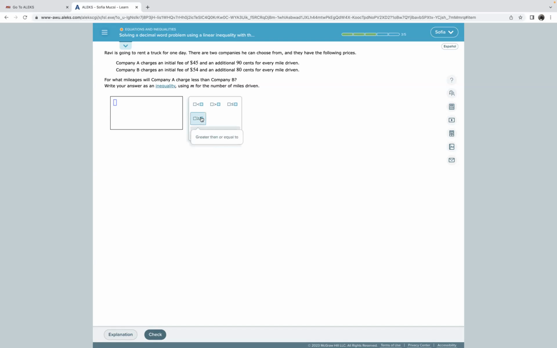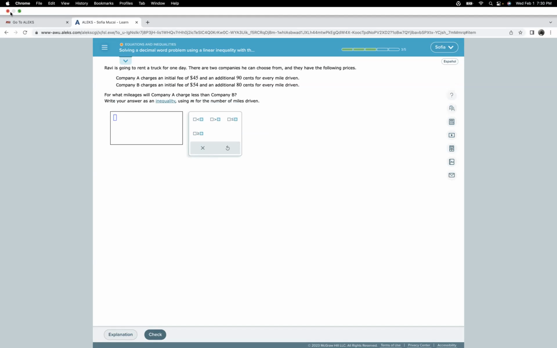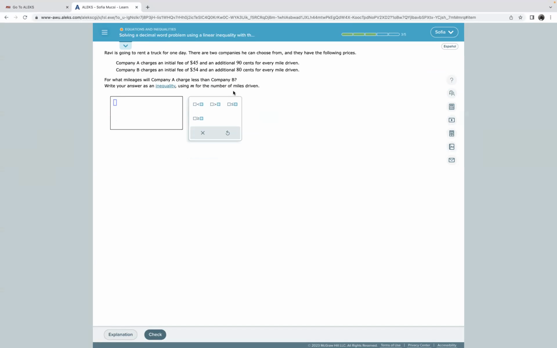So the inequality sign would be this one. The one you're pointing at. Yeah. Okay, so read for what mileage will company A charge, and then it says less than. Oh, so the other way. Well, more than that though, if you go up one, move your cursor. Oh, I'm sorry. I was looking at my snip. Which one were you pointing at originally? Can you see my screen? Yes, I'm sorry. I said this, yeah, this one.